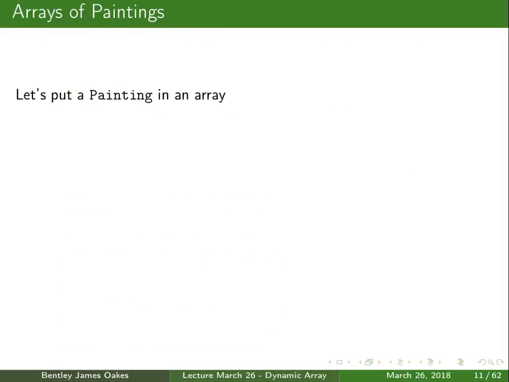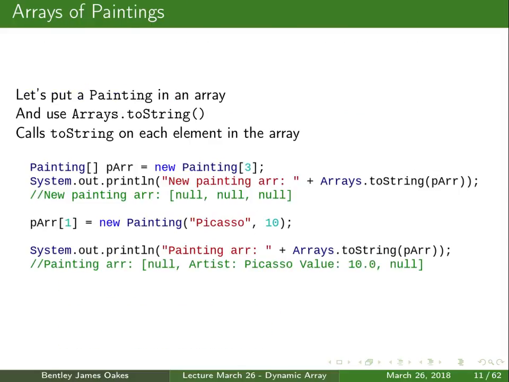Okay. Then I also showed placing paintings in an array. So it's very similar to putting strings in an array. Here we have an array of paintings. I say that there are 3 spots. I use my Arrays.toString method on here, and there are 3 null elements. Again, paintings are reference types, so it's null. The default value is null.